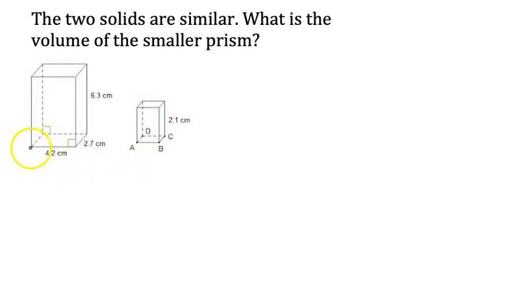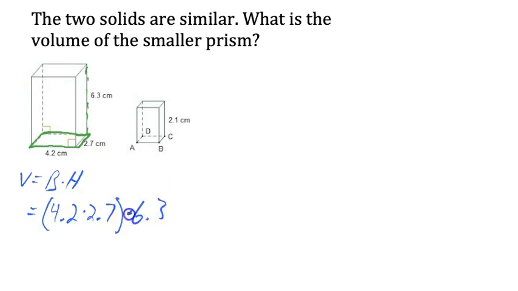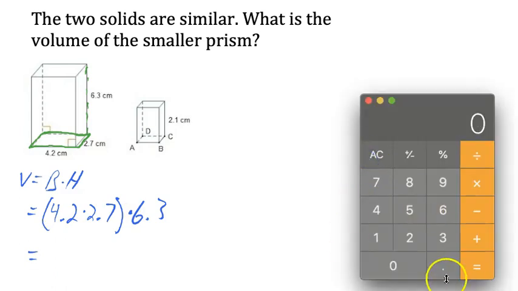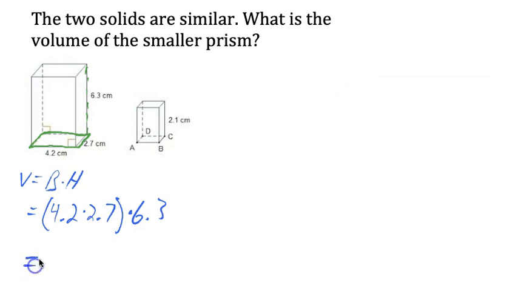To find the volume of the larger prism, we are going to multiply the area of the base by the height of the prism. So the volume equals 71.442 cubic centimeters. For the smaller prism, all we know is the height.